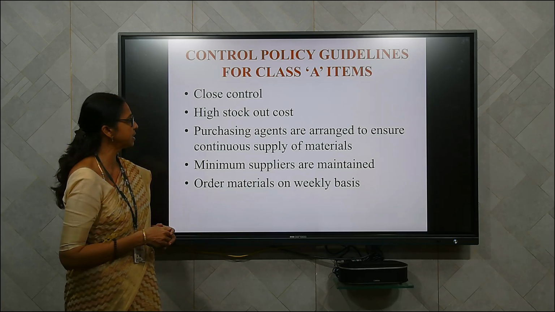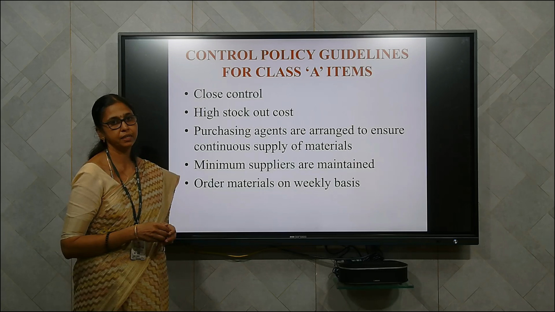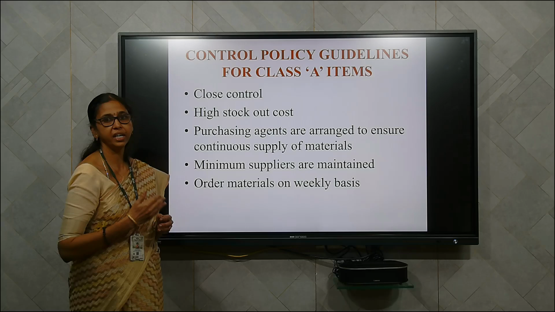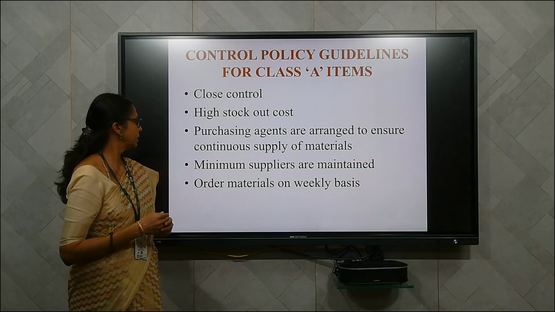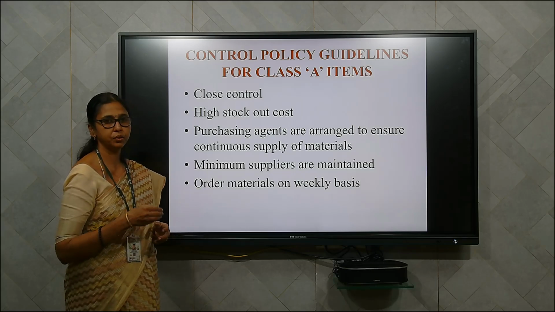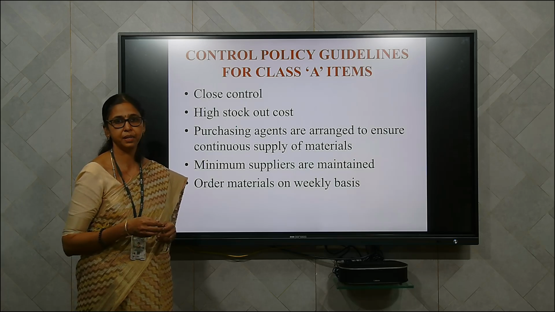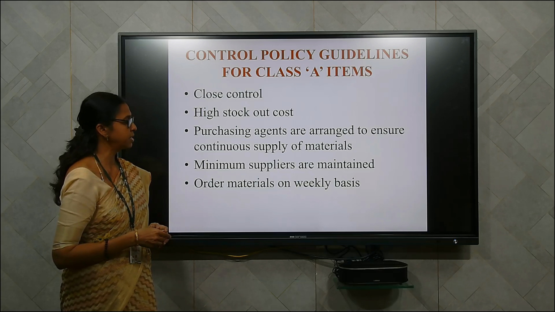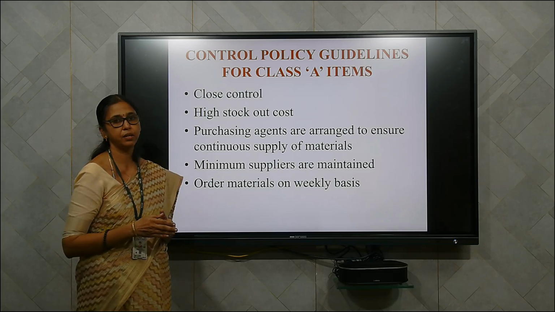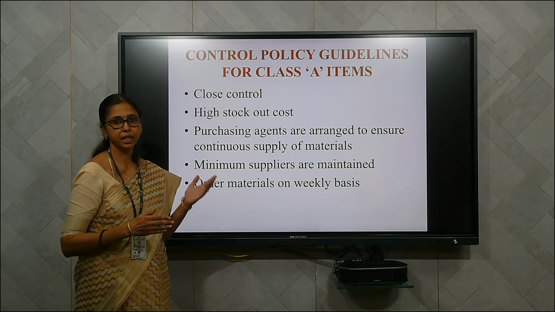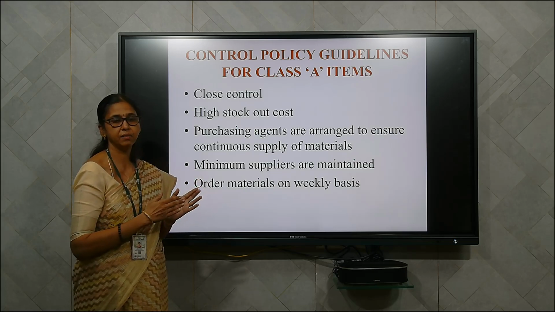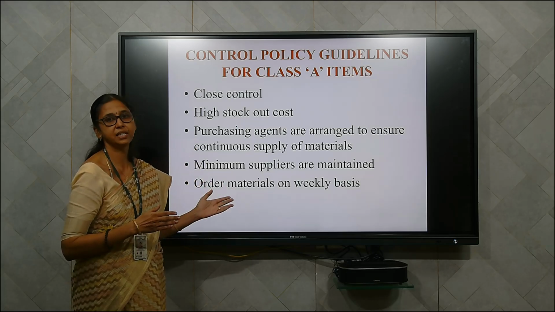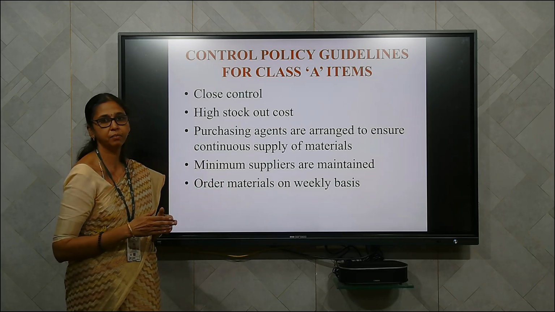Purchasing agents are arranged to ensure continuous supply of materials. The suppliers have to be kept in contact to get these items frequently, and minimum suppliers are maintained. You should have at least 3 to 4 suppliers for the items in the A category. Order materials on a weekly basis. Weekly we have to check the items under the A classification because they are very important for production. So it comes first in the value analysis.